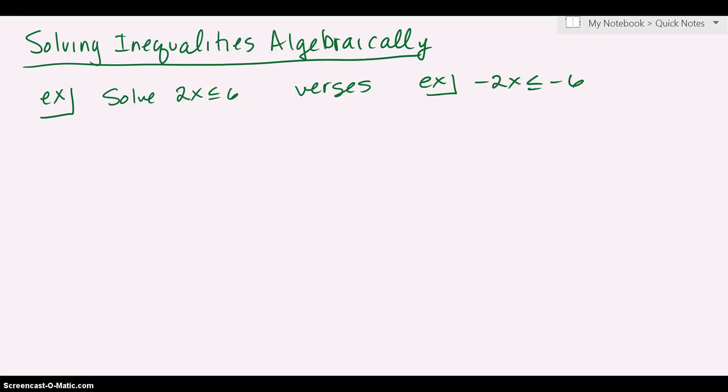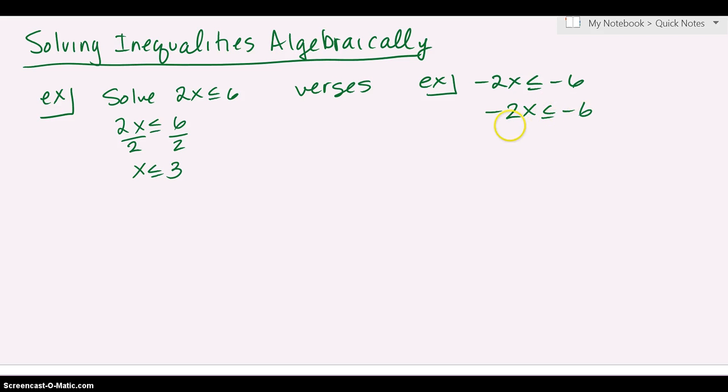So I'm going to solve inequalities algebraically, and I'm going to look at these two examples. This 2x is less than or equal to 6 versus negative 2x is less than or equal to negative 6. If I pretended this is an equal sign and divided both sides by 2, I would get 3. This one, if I pretend it's an equal sign, I divide both sides by negative 2, I also get 3. Why do you switch this one and you don't? You're not going to, by the way, the first one, but you are in the second.